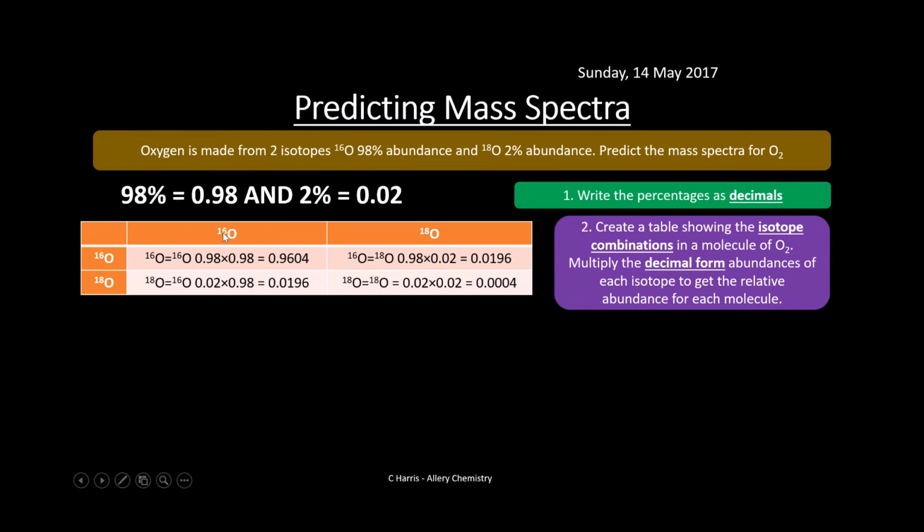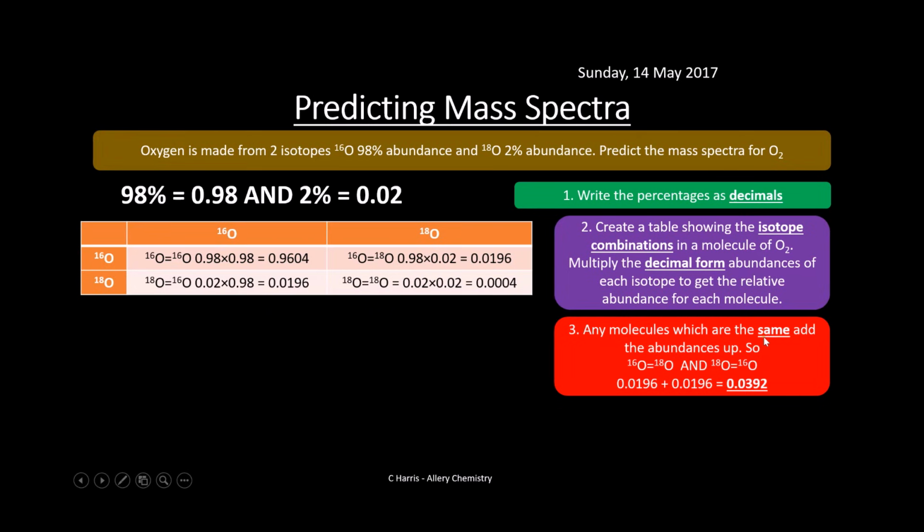So if we have two oxygen 16s bonded together, then we multiply the two decimal percentages of oxygen 16, and that gets that number. If we had an oxygen 18 and an oxygen 16, there's the bond there, look. So O18 16, and we do the decimal of the abundance of oxygen 18 times 0.98, and we get this number. So basically what we're doing is we're multiplying all of the different combinations, and we're getting these numbers here.